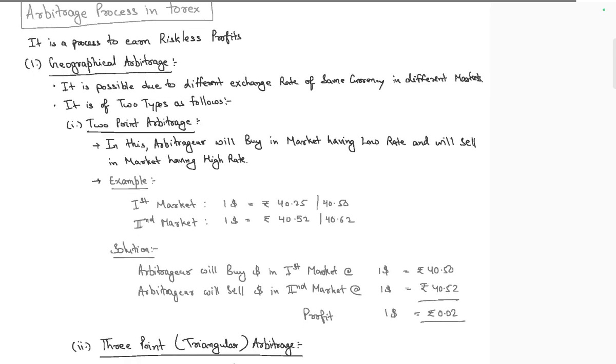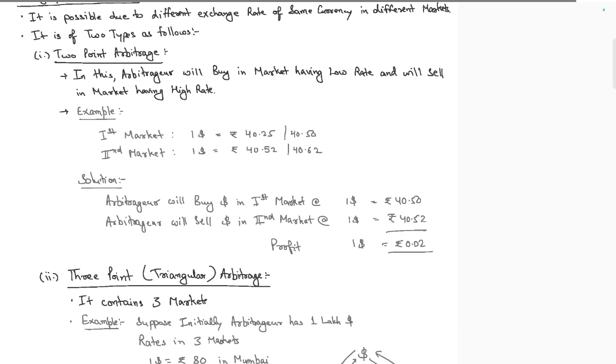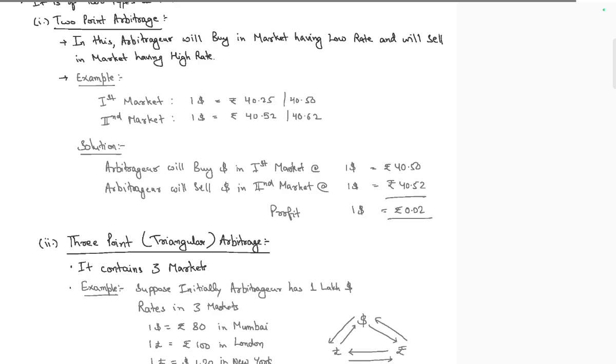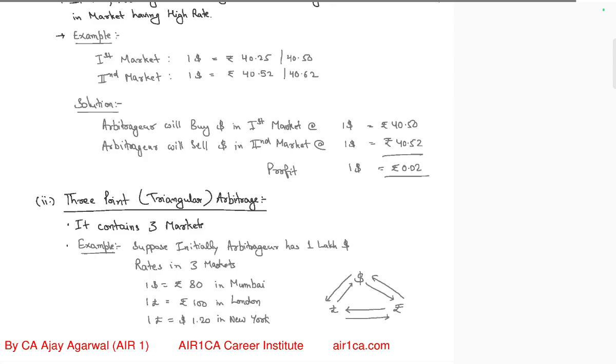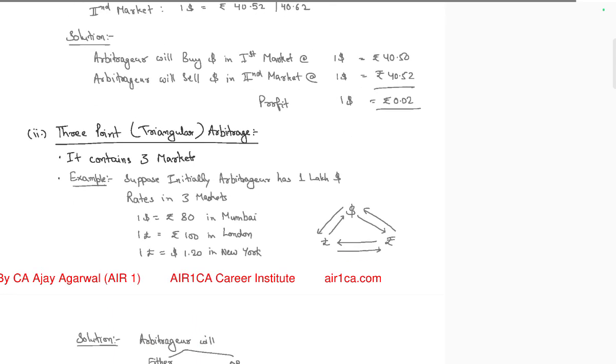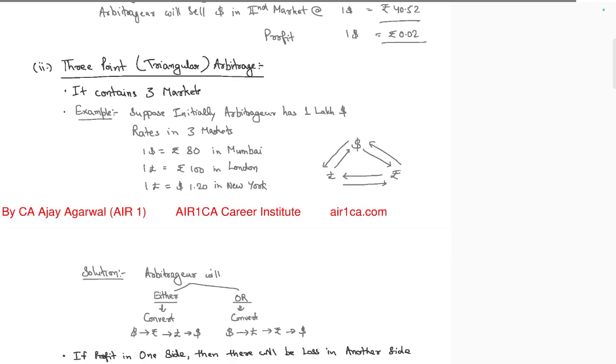There are two types of arbitrage: two-point and three-point. In two-point arbitrage, the arbitrageur buys in the market having the lower rate and sells at the higher rate. The first market is 4.50 and the second is 4.52. So he buys at the lower rate and sells at the higher rate. Buying in the first market at 4.5 and selling at 4.52 gives a profit of 0.02. Three-point triangular arbitrage contains three markets.